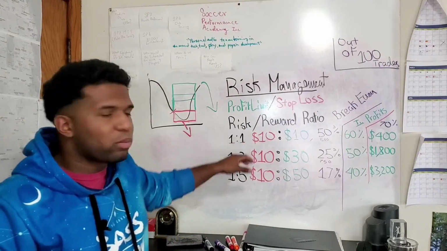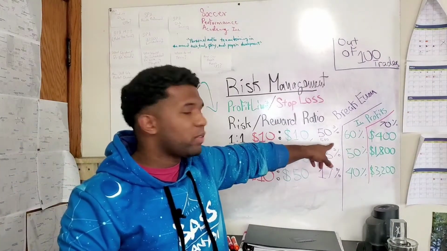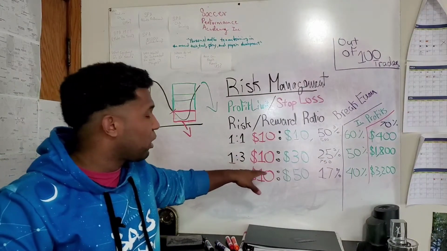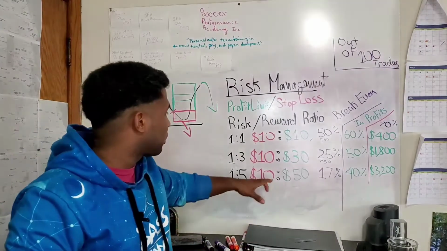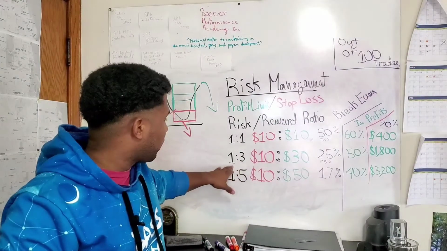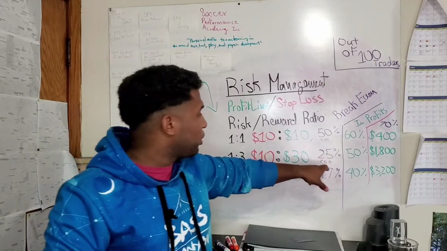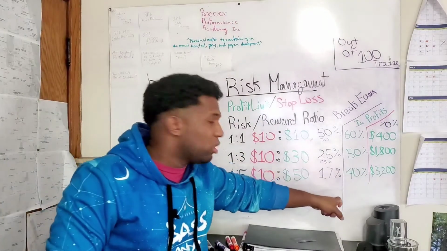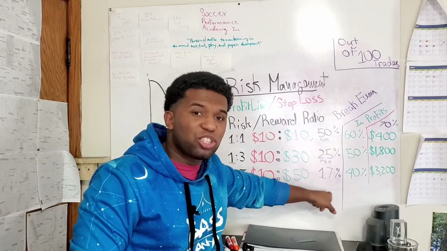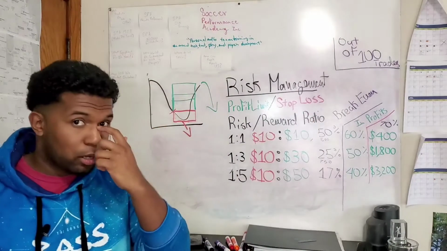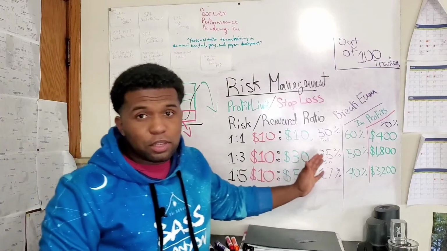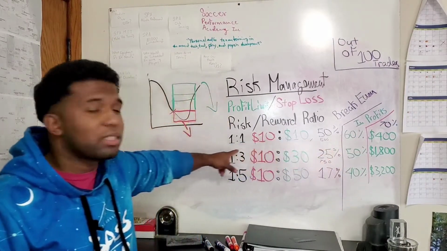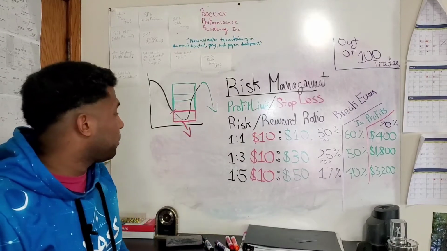So if you're 1-to-1 risk to reward ratio, you need to be 50% correct in order to break even. If you're 1-to-3 risk to reward ratio, that means 3 is the profit and 1 is the risk. That means you need to be 25% correct. And 1-to-5, that means you need to be at least 17% correct to break even. Okay? Higher than that, 60, 50, 40%, that's already in profits, as you guys can see here. Okay?